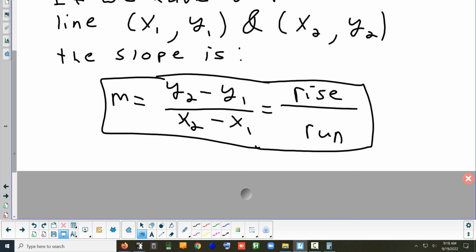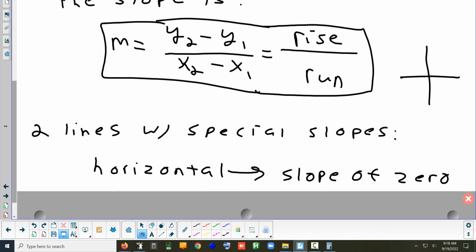Now there are 2 lines. They're kind of like special cases. Does anybody know what I'm thinking of in terms of what kind of line you can have that's a special case for finding the slope? Yeah? Horizontal and vertical. Yep, horizontal and vertical. That's horizontal. That's vertical. For a horizontal line, the slope is 0. It's perfectly flat, left to right.